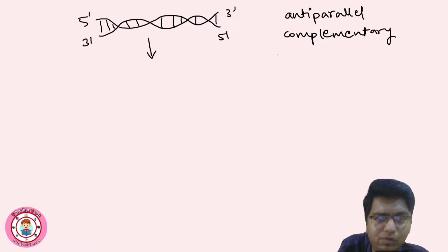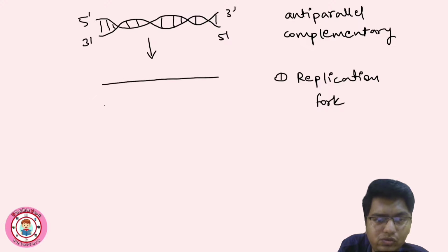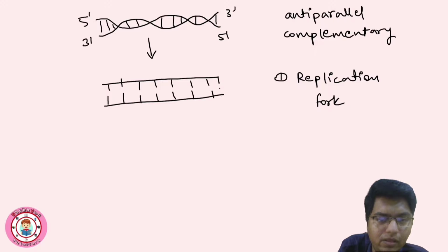So first, there is formation of the replication fork. So what is the replication fork? For easy understanding, I will just draw here two strands of DNA, right? And these are bound to each other. So one is 5' to 3', another strand is 3' to 5', right?